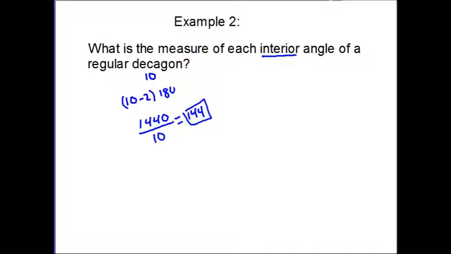A second way to do it, and this is actually the way I do it most often, is I like dealing with the exterior angles. We know that the sum of the exterior angles is always going to be 360. To find out what each one is, we divide it by the number of sides, so each exterior angle is 36 degrees. Keeping in mind this is an exterior angle. From section 1 of this chapter, we know that interior angles and exterior angles are supplementary. So once I find that exterior angle, I subtract it from 180, and that gives me 144 degrees as well.